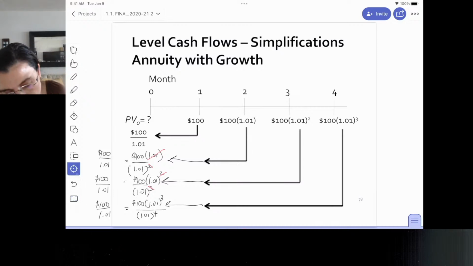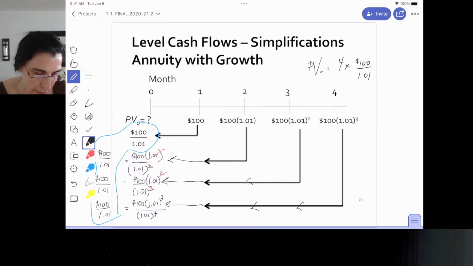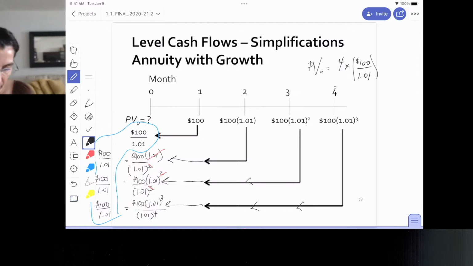So, you know, some students try to come up with formulas and or memorize how to do each problem. In fact, you can just rely on first principles, make the timeline. Remember, you have to discount for every period. And in the end, the PV0 here is equal to 4 periods duration of the investment, and each one is worth 100 divided by 1.01. And you can figure out the answer from there.